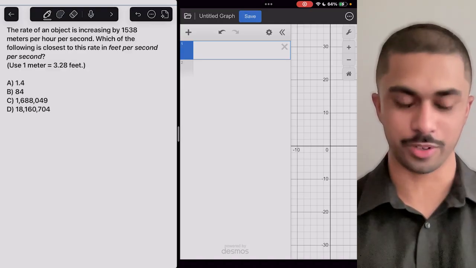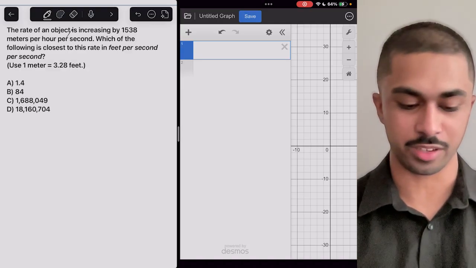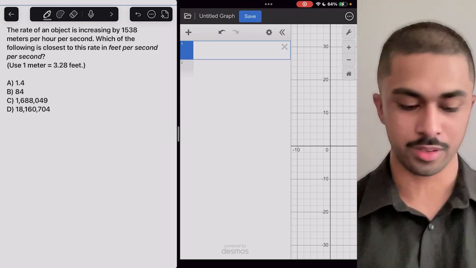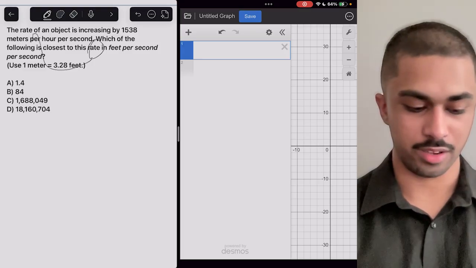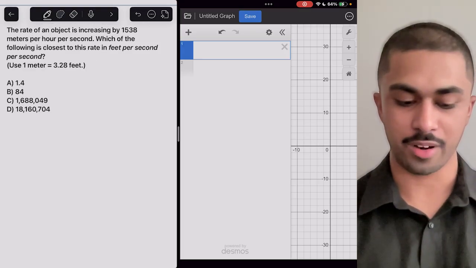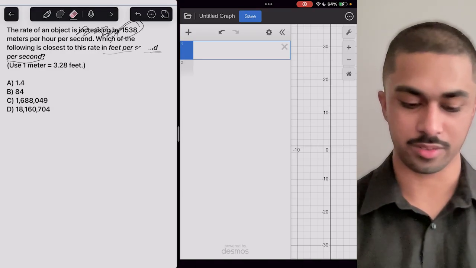The first trick for this question, or at least the first curveball that SAT throws at you, is increasing by. It does not matter. It's not relevant because all we're looking for is to convert the rate, and the rate of the object is 1538. It does not matter that it's increasing at all. We just want to convert 1538 into feet per second.